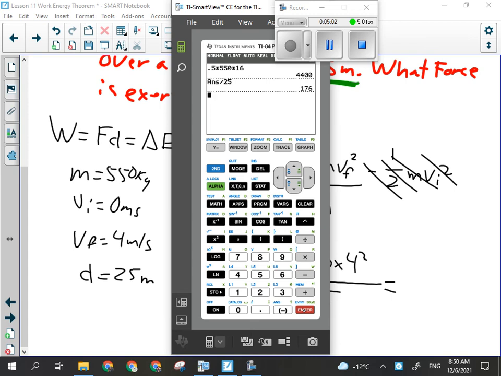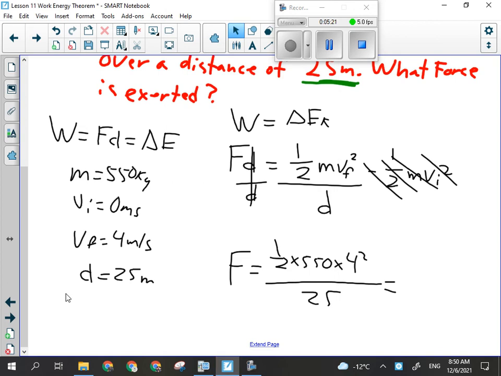Give it a little push with our fingers and off it would go. Okay, 176 newtons is not a lot of force. But in these kind of perfect physical world examples, that's what it ends up being, because getting something to move is actually not that hard if you take out all the real world resistance that would normally be there. Okay, questions on how that works?